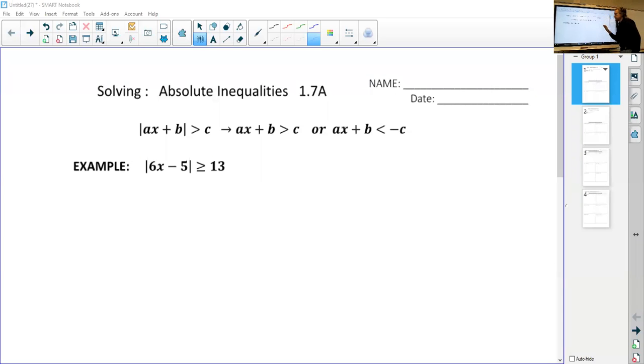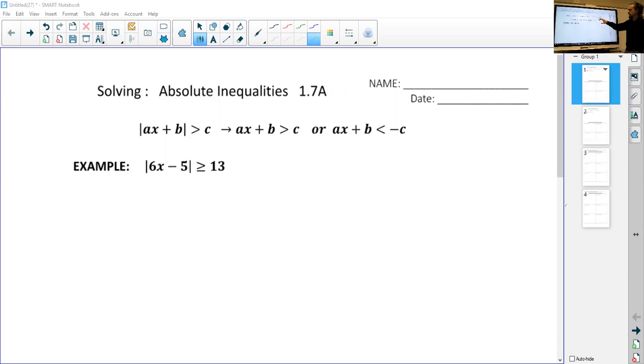Okay, so this week we're doing absolute inequalities. We're really just taking the concepts from the last 2 weeks and rolling them together. So we have to remember our rules for absolute value, and we also have to remember our rules for inequalities. To help us out, definitely write these down.